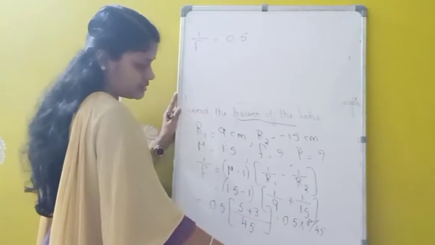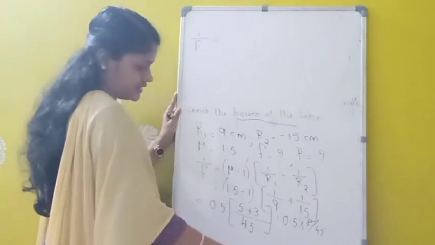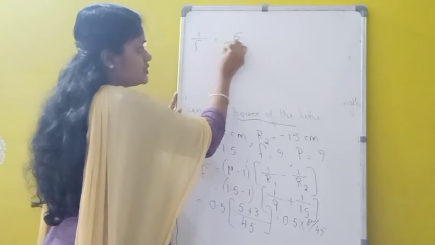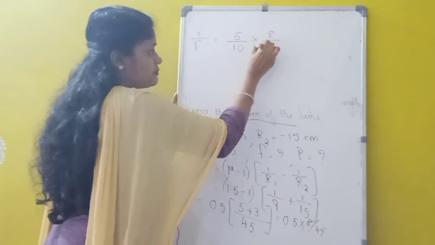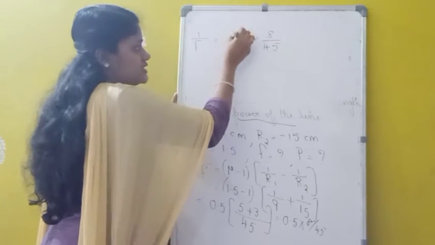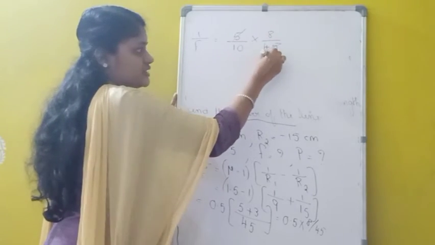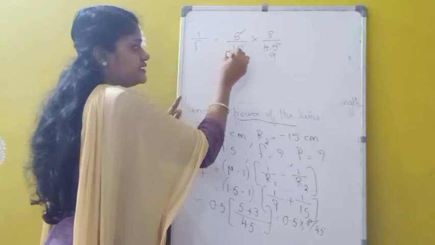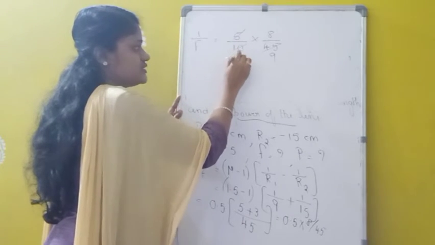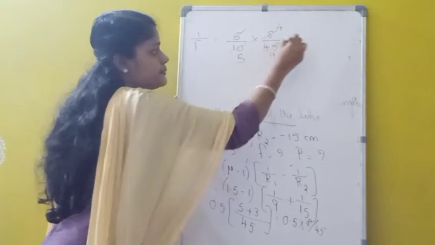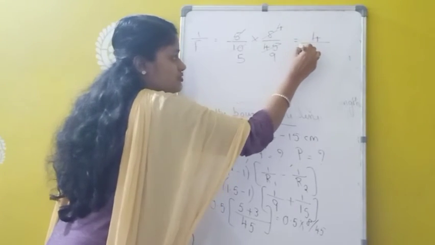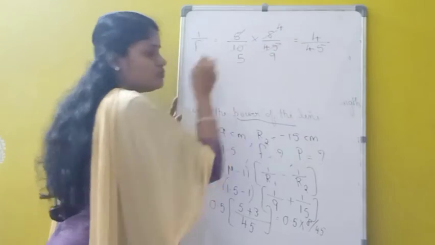Here I am removing the decimal. The 0.5 I can write as 5 by 10. So 5 by 10 into the remaining 8 by 45. Now this 5 and 45: 9 5s are 45. Then again here, 5 2s are 10 and 4 2s are 8. So you will be getting 4 by 45.